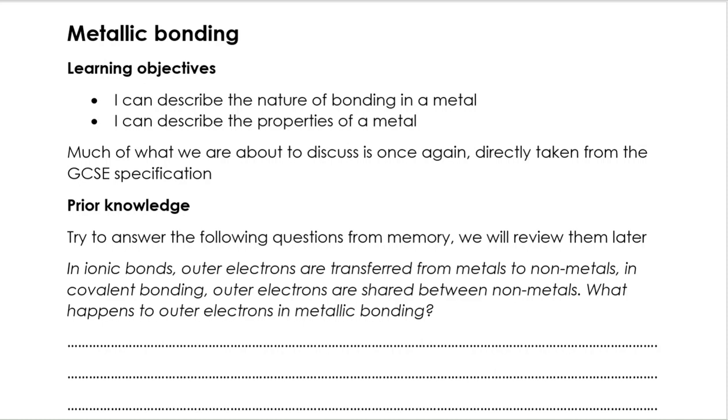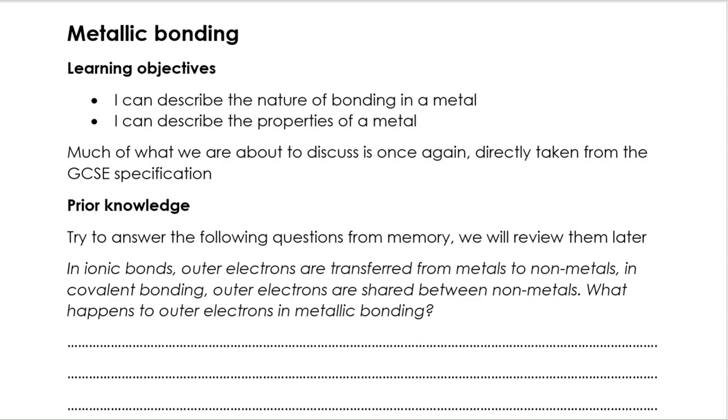So we're told that in ionic compounds, we have outer electrons transferred from metals to non-metals. We've seen that in covalent bonding, we have electrons that are shared between atoms. So what happens to the outer electrons in metallic bonding? And there's a particular key word that we're looking for here. It's something that's absolutely fundamental to the properties of metals that we've come to know very well.